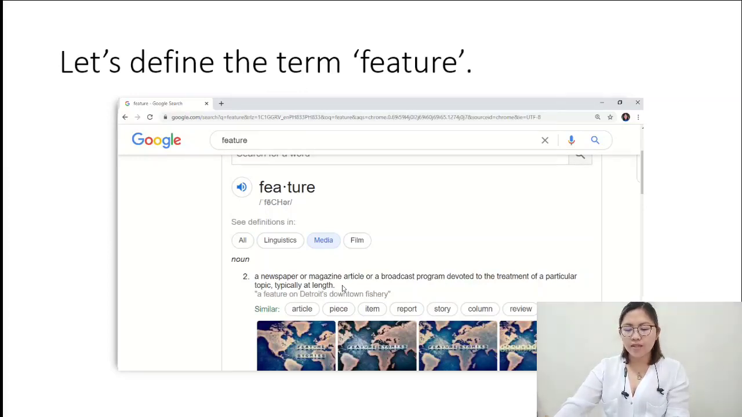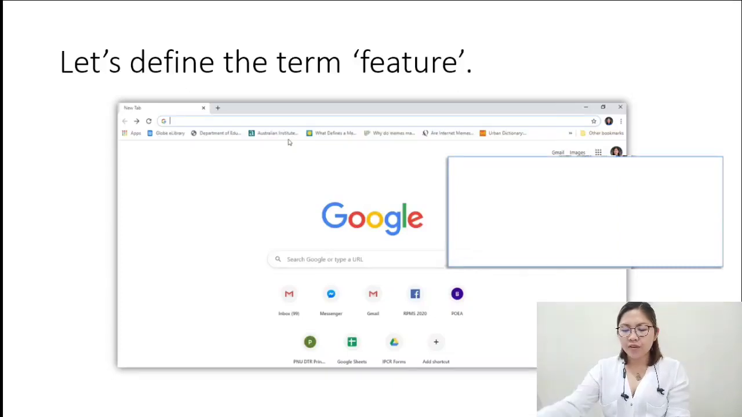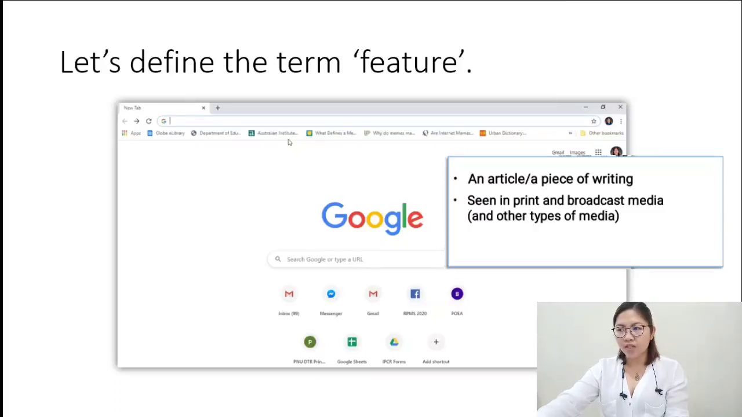What can we take from this definition is that a feature is an article or a piece of writing in the context of print media, but it can also be seen in other types of media such as the broadcast media and the online media. It also discusses or talks about a particular topic which is typically at length.